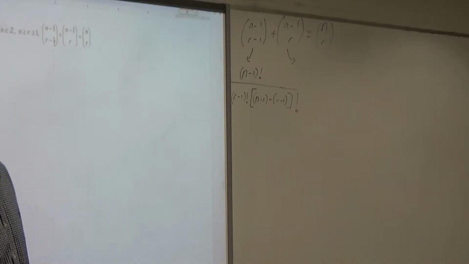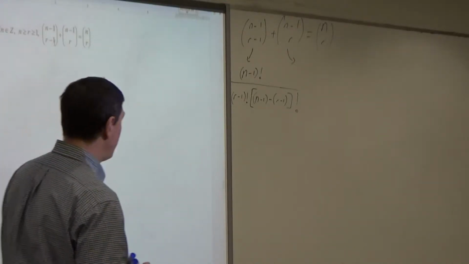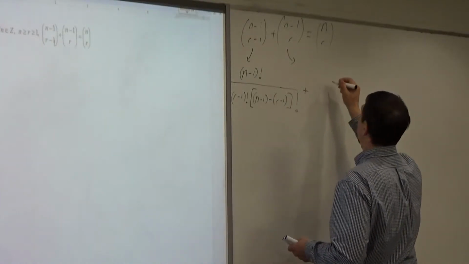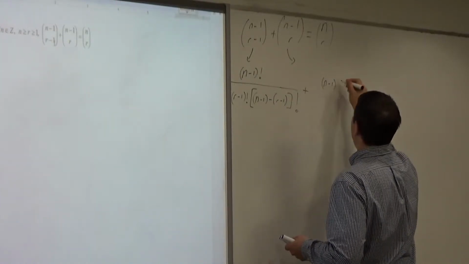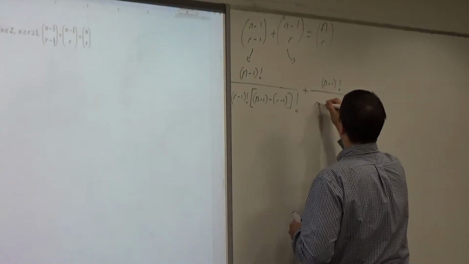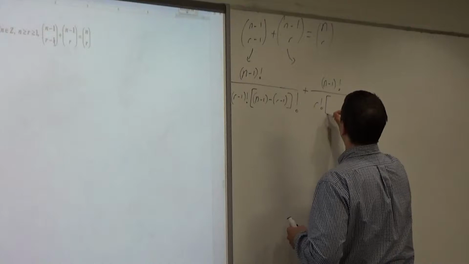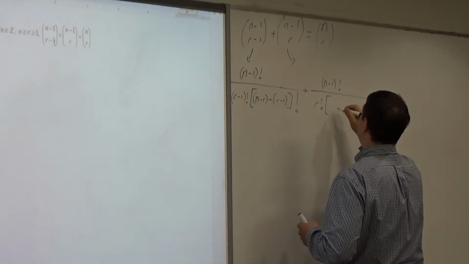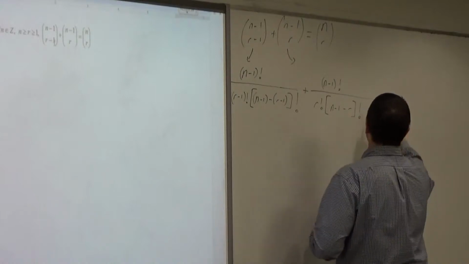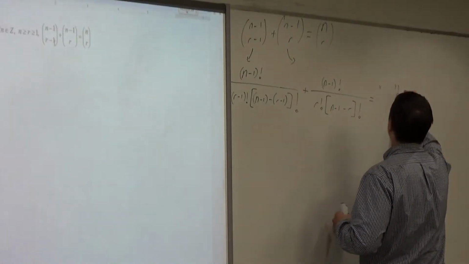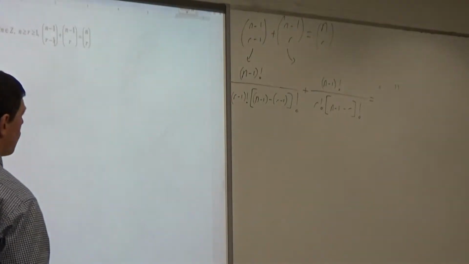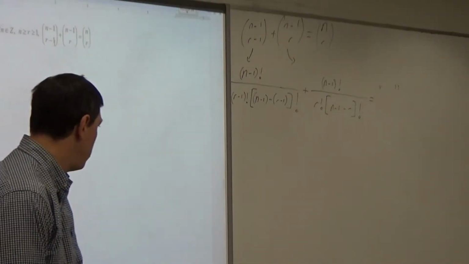For the second one, I'm going to use the exact same definition, except wherever I see an r minus 1, I'm just going to plug in r. So n minus 1 fact, r fact, and then n minus 1 minus r fact. Okay, that's supposed to be equal to n combination r, hopefully, after we beat it up with the algebra stick for a little while.